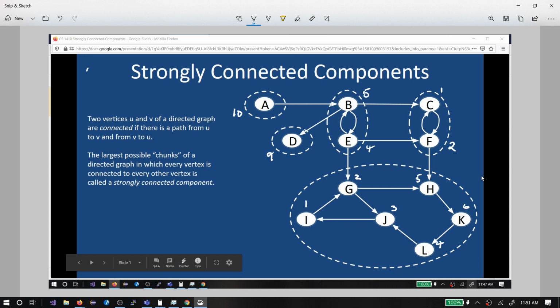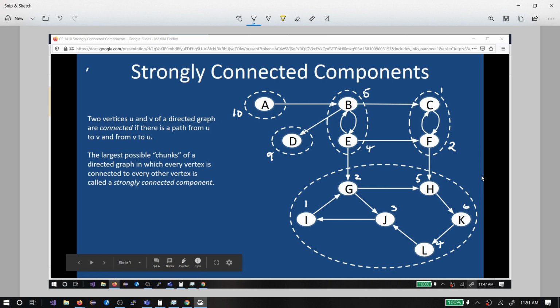Now, I claim that in the original graph, the cost of any two vertices that are in the same clump is going to be the same. Okay? Do you buy that? Why should the cost of B and E be the same? Simply because they're in the same clump. What's the argument for that?